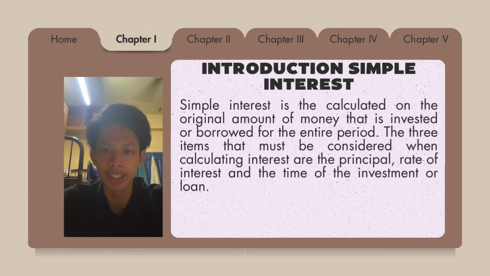Introduction. Simple interest. Simple interest is calculated on the original amount of money that is invested or borrowed for the entire period. The three items that must be considered when calculating interest are the principal, rate of interest, and the time of the investment or loan.